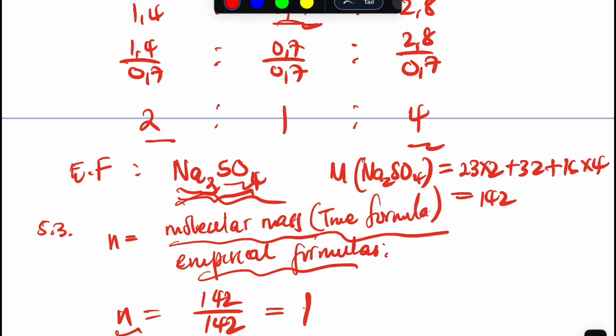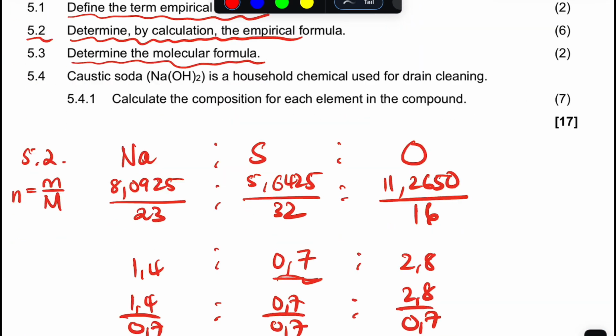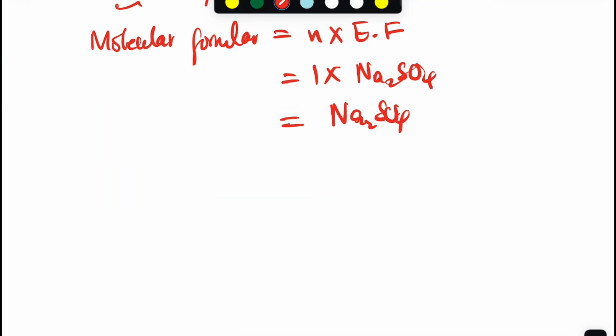Please. Now the last question, it says the caustic soda is used as a household chemical for drain cleaning. Calculate the composition for each element, which is the percentage composition, guys. When I say composition, it says percentage composition. So what do we need to do there? The first thing in 5.4, we need to calculate the molar mass of the caustic soda, right?